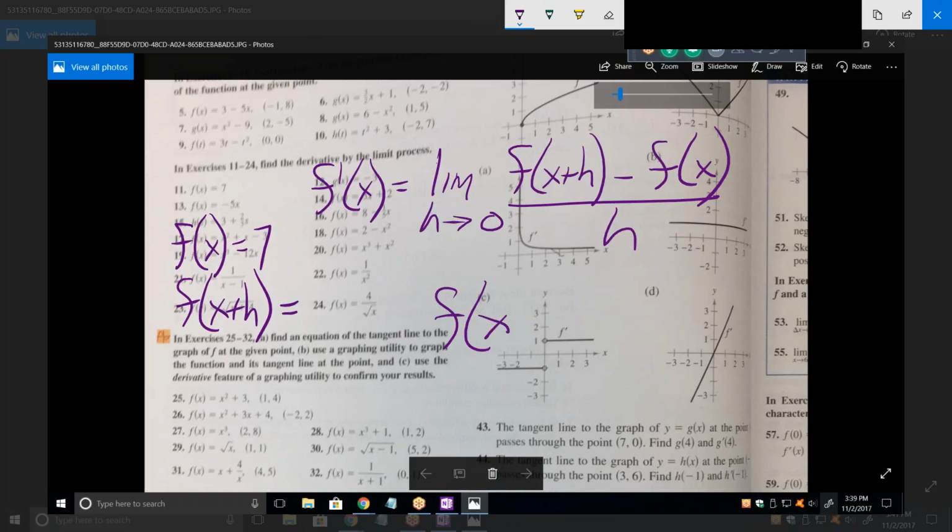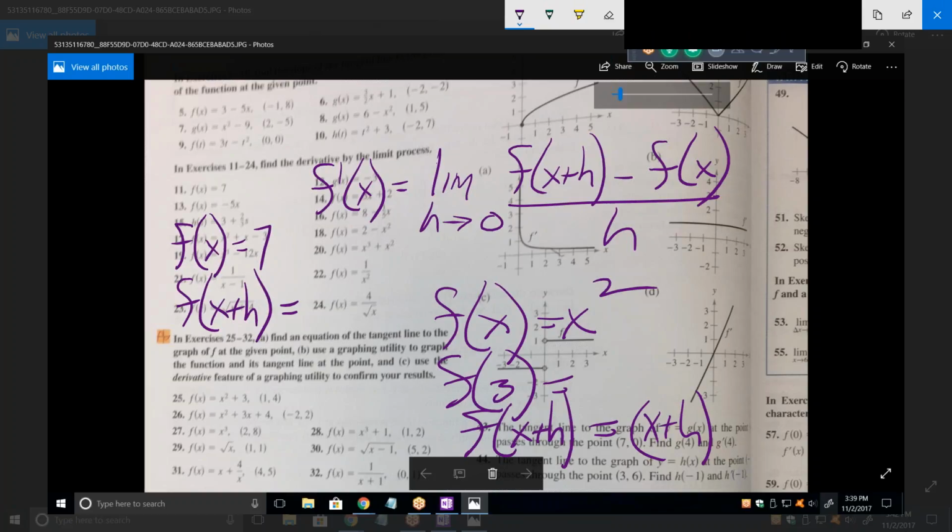If I said f of x was x squared, what is f of 3? 9. What is f of x plus h? Oh, it's just x plus h, squared. In other words, the secret is, whenever you have something in the parentheses other than x, you substitute it in for x wherever you see x. Yeah, obviously.